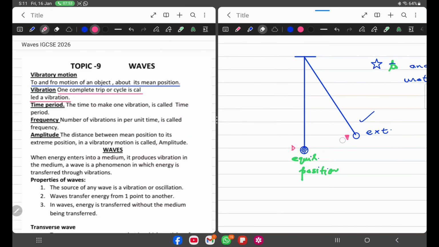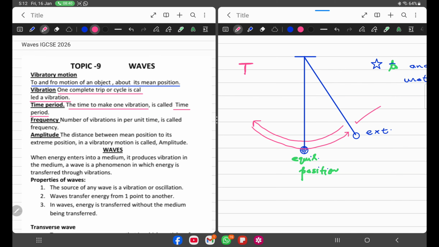If you have a stopwatch and you are measuring the time of one vibration, the time of one oscillation, then you switch on the stopwatch as you release the bob, and when the bob completes one oscillation, the time to make one oscillation, the time to make one vibration, is called time period, and it is always denoted by capital T. Capital T is the time period notation, and it shows the time to complete one oscillation.